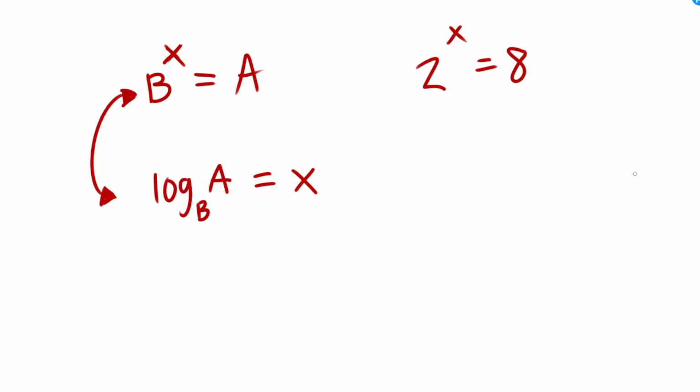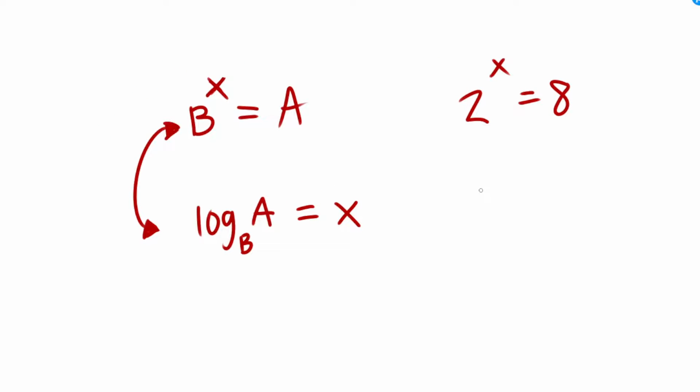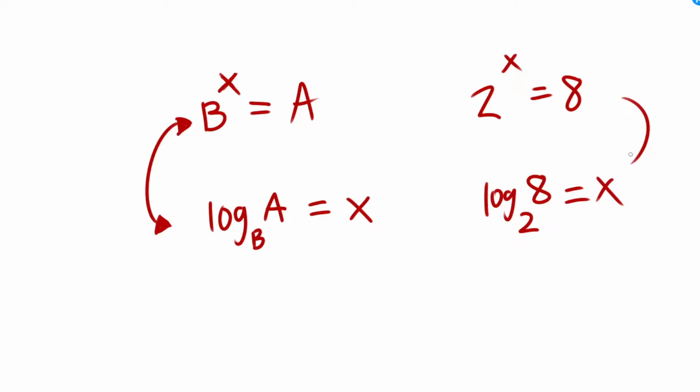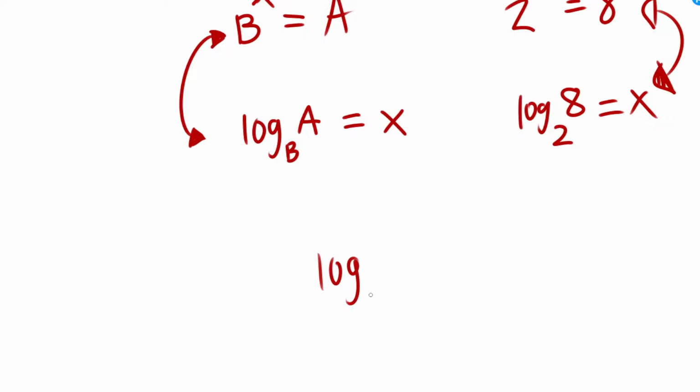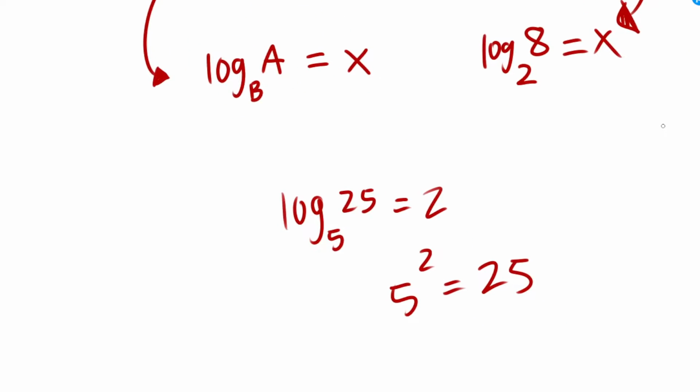So, for example, this one will turn into log base 2 of 8 equals x. If you see something like log base 5 of 25 equals 2, that turns into 5 squared equals 25. Just pump out a whole bunch of those. Just find a worksheet and convert to and from and see if it makes sense. That is my biggest advice to you.